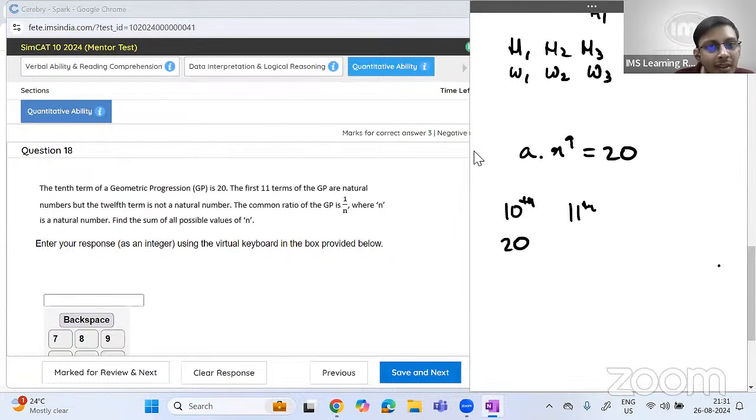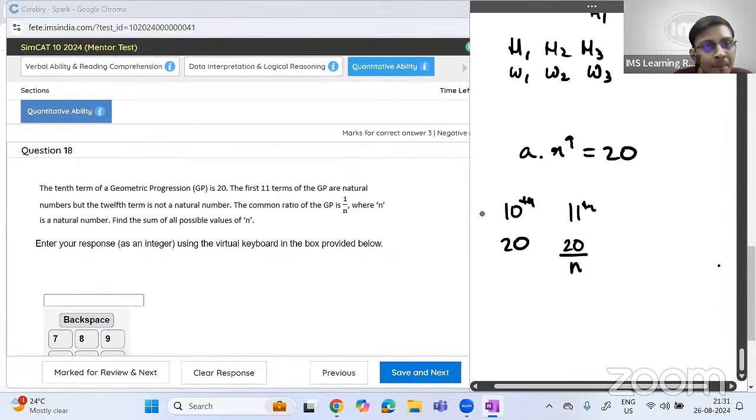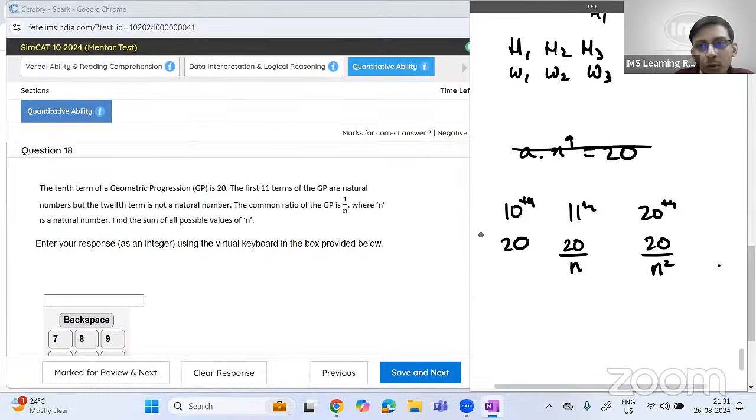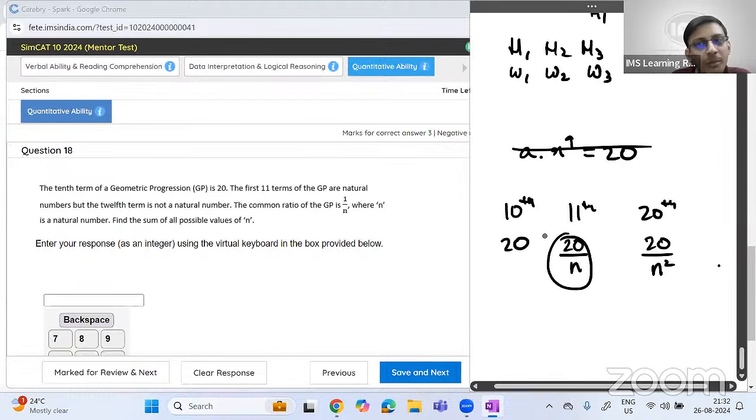Okay, we have common ratio is 1 by n. So 20, then the 11th term will be 20 into 1 by n, 20 by n. And the 12th term, 20 by n into 1 by n, so 20 by n square. Okay, this seems to be better. Find the sum of all possible values. Now the first 11 terms are natural numbers. This is of course a natural number. Now this will also be a natural number. So that means that n will be a positive factor of 20. So what are the factors of 20? 1, 2, 4, 5, 10, and 20.